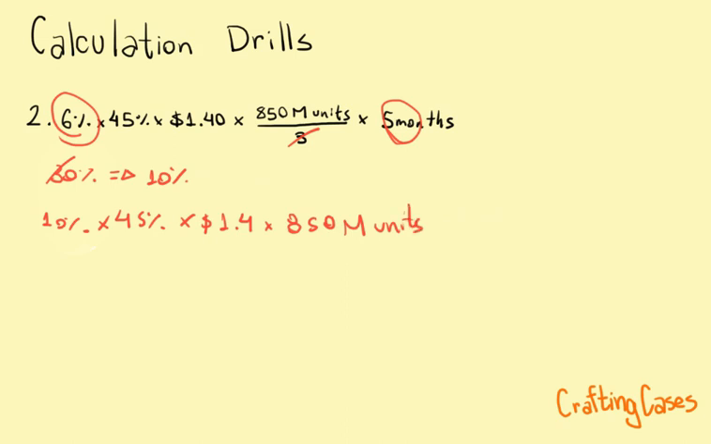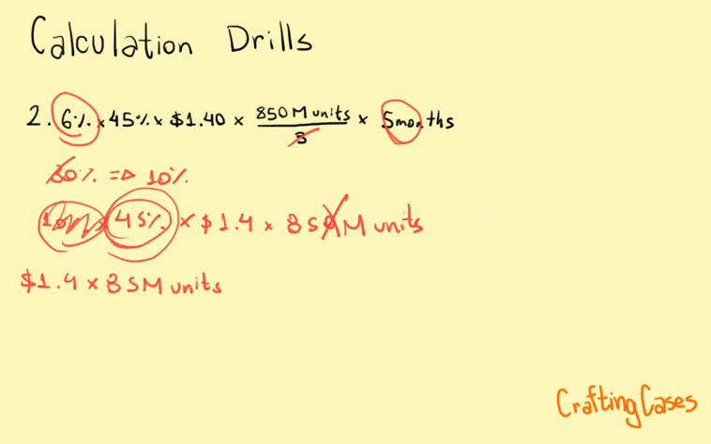And the next step I want to take is forget about these. Actually, I want to forget about 45% and I want to take this 10% into account. I want to cross it out with this 0. So now I have $1.4 times 85 million units. And what I'm going to do with this 45% is remember to, in the end, divide my result by 2 and subtract 10% of it. So that I'm going to get 50%. When I subtract 10% of it, I'm going to get 45%.